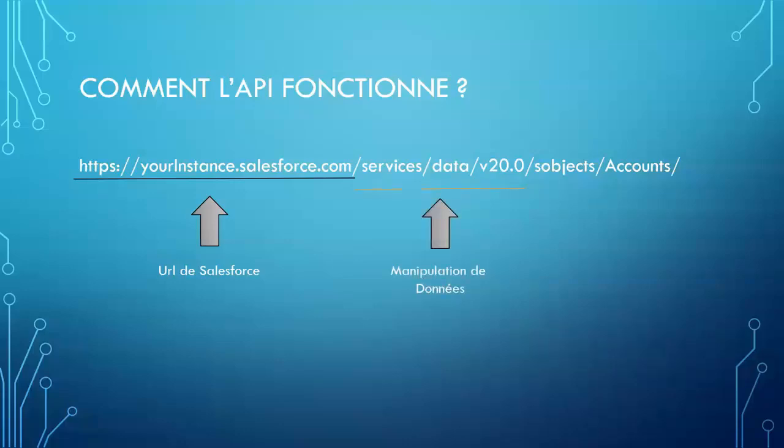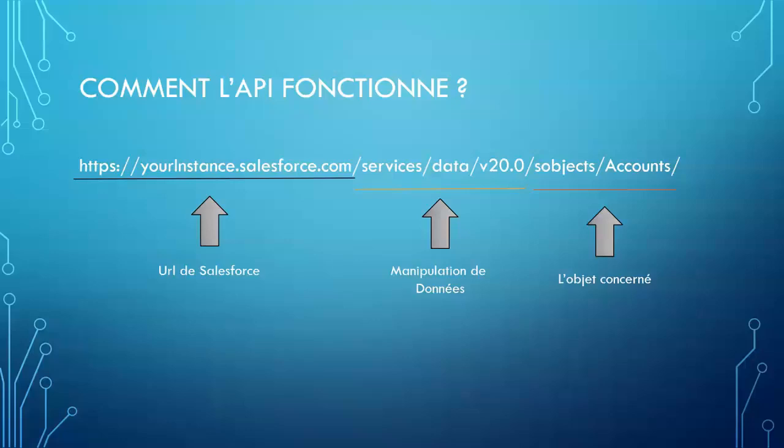That means that the request sent is related to an action on data. And finally, the last two parts, objects and accounts, indicate which object we are accessing. If you want to access another object, you will have to change these last two parts of the endpoint. Instead of handling this request by yourself, it's recommended to find an external library that can do this.